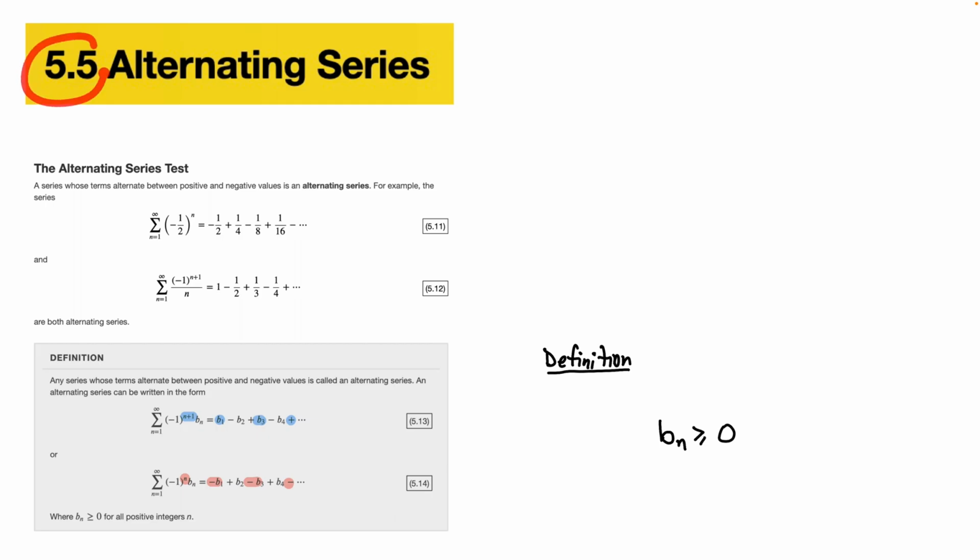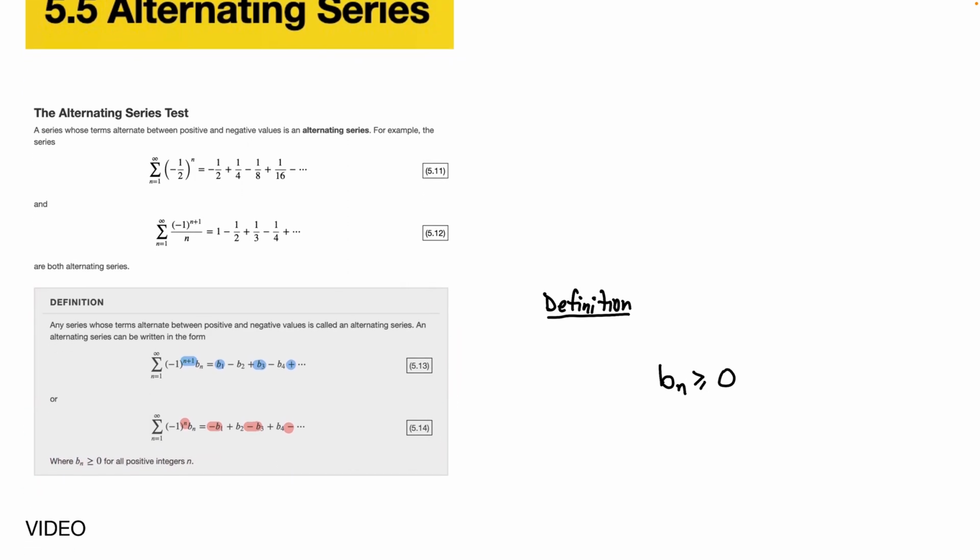Section 5.5, the alternating series. So first off, what is an alternating series? They give us a couple of examples in equations 511 and 512. Now, here we have a definition of what an alternating series is, and there are two situations, 513 and 514.